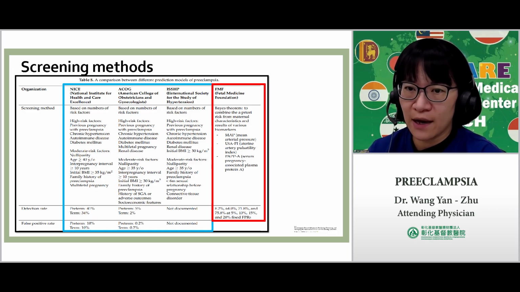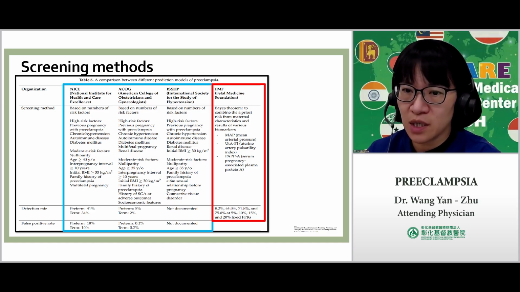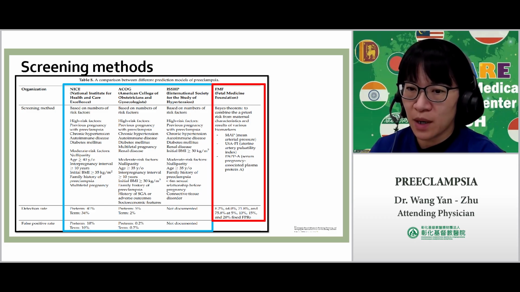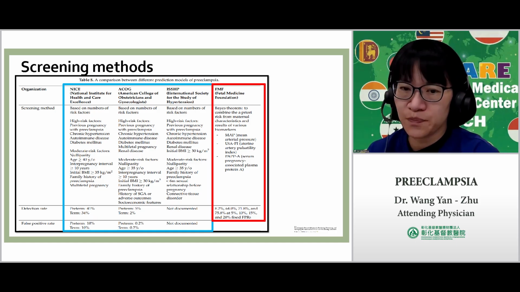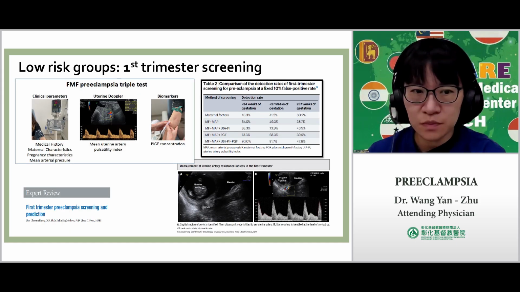And also now they have the first trimester preeclampsia screening. By using the mean arterial pressure, by measuring the uterine artery pulsatility index, and also by the biomarkers PAPP-A and also PLGF, we can find out the risk of the first pregnancy women.